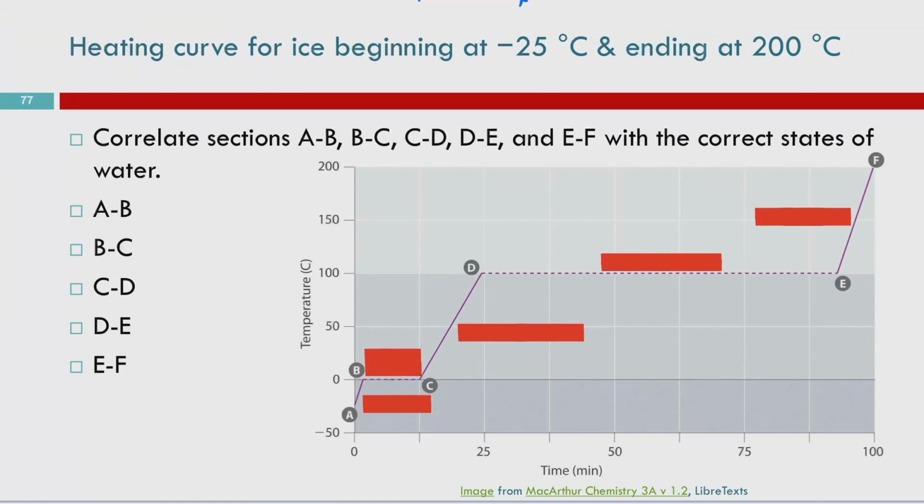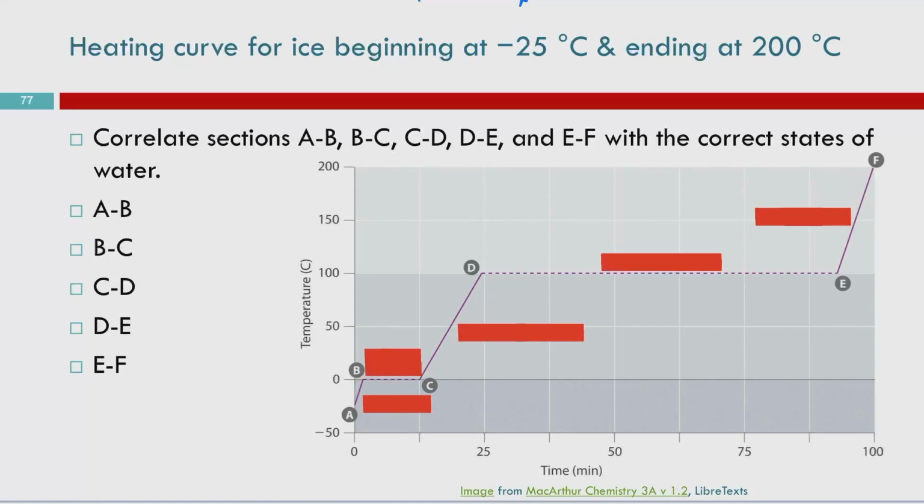This is a heating curve for ice that begins at minus 25 degrees Celsius and ends at 200 degrees Celsius. So we started with some ice cubes. We added heat. The way that this graph works is this purplish line. It kind of just looks black in the class, but this line charting from A to B to C to D to E to F in that order. This is tracking with the temperature of our water over time.